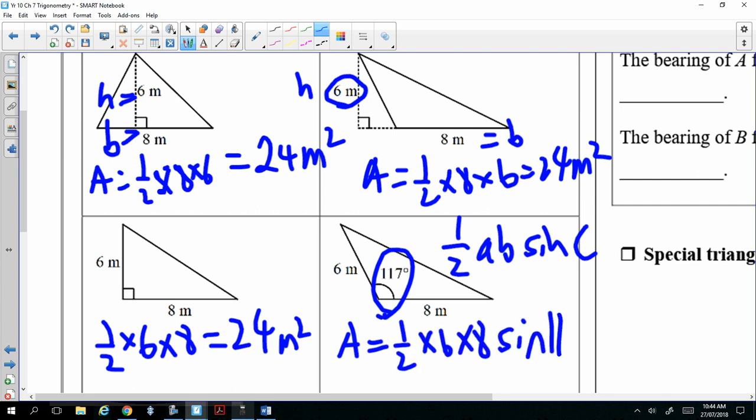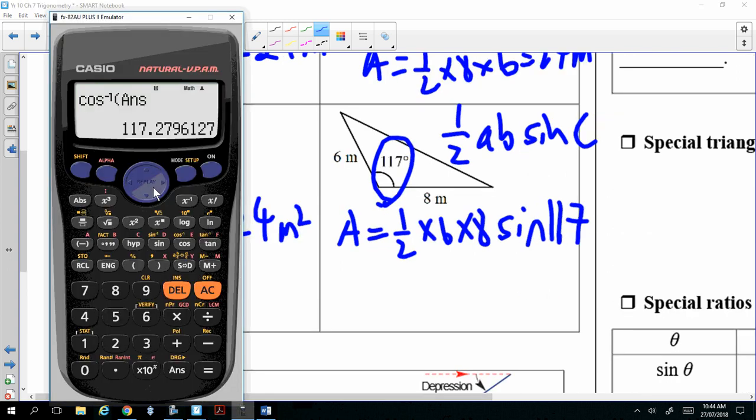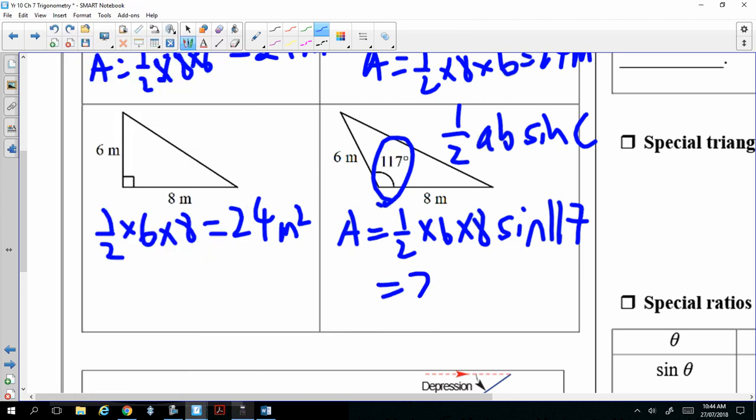So now, when to use this formula? This formula is not really good for everything except when you have an angle in between the two sides. That will be the formula to use. If you've got the perpendicular height, use half BH, which will be the easiest. So 21.38 approximately square meters.